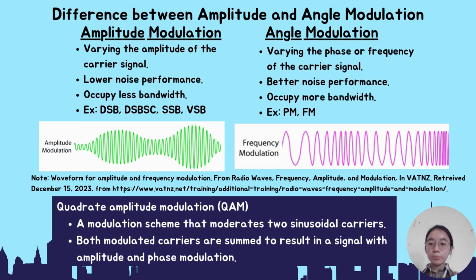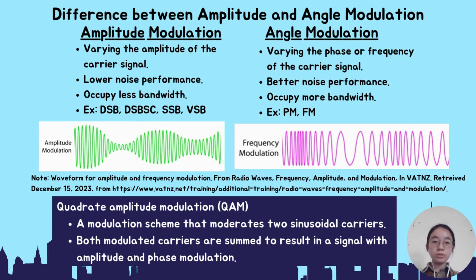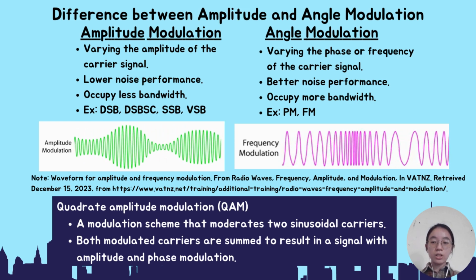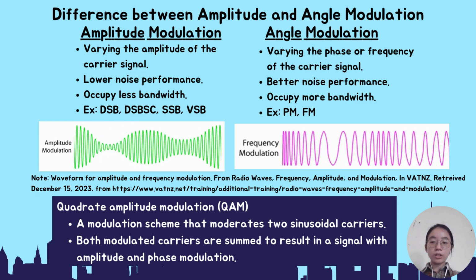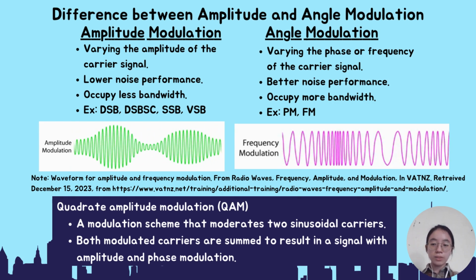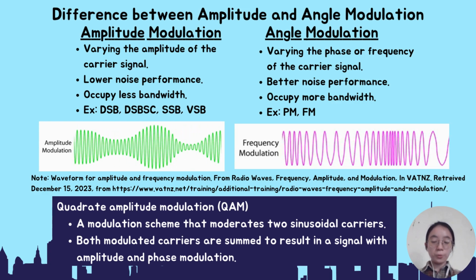There are differences between the two analog modulation techniques. From the waveform, we can observe that the amplitude changes but the frequency remains the same throughout the amplitude modulation process, while the amplitude remains the same in angle modulation but the frequency varies. Angle modulation has better noise performance compared to amplitude modulation, but it requires more bandwidth.